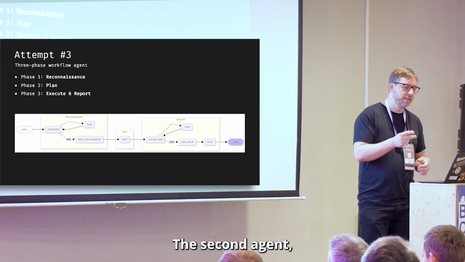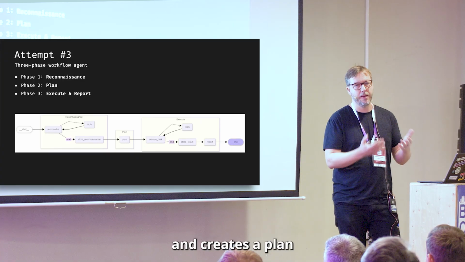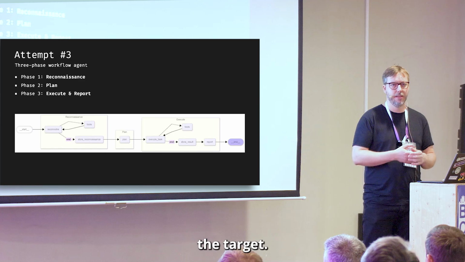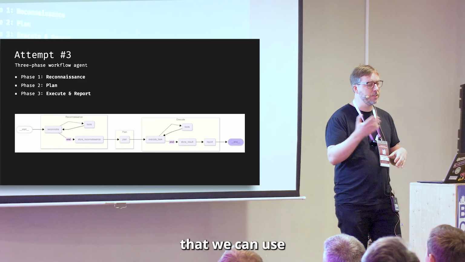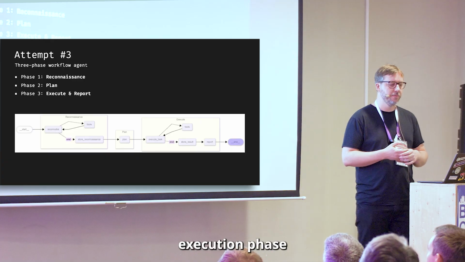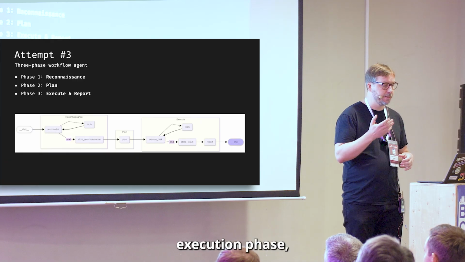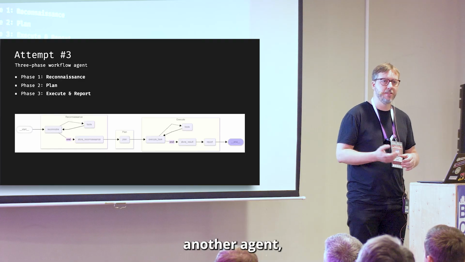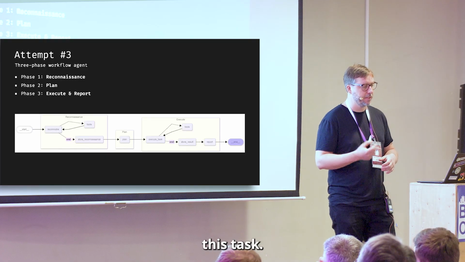The second agent, the planning agent, takes the result of the analysis and creates a plan to attack the target. So meaning a list of small tasks that we can use afterwards in the execution phase to run the attacks against the target. In the last phase, the execution phase, we have another small agent, a bug bounty agent, which executes these tasks.